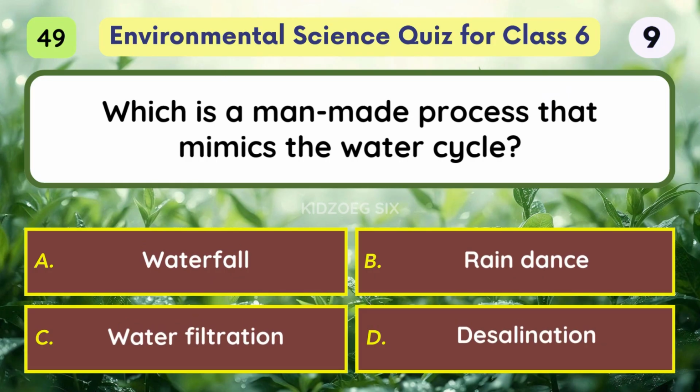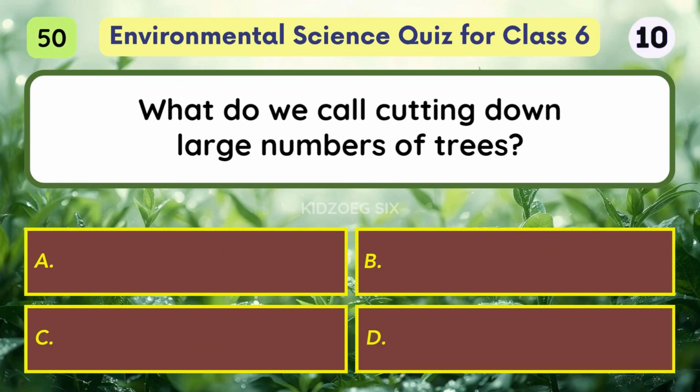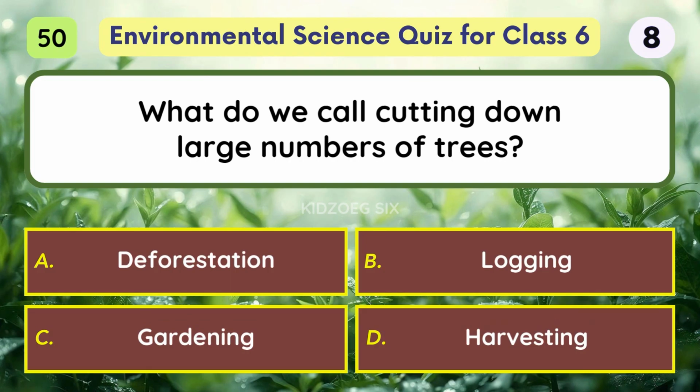Which is a man-made process that mimics the water cycle? Desalination. What do we call cutting down large numbers of trees? Deforestation.